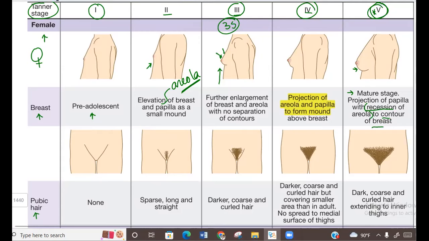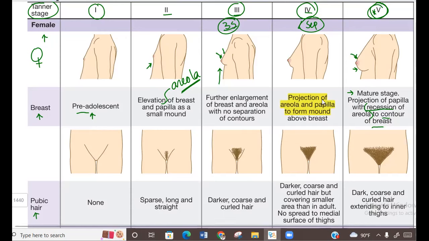If we review and recap: stage 1, no development, pre-adolescent. Stage 2, elevation of the areola and the nipple, or overall the papilla and the breast, as a small mound. Stage 3, further enlargement of the breast and areola and nipple, but no separation of contour. In stage 4, there is separation of the areola and the nipple from the breast, forming a separate contour above the breast. But in stage 5, the areola recesses. Those are the stages of development of the breast.